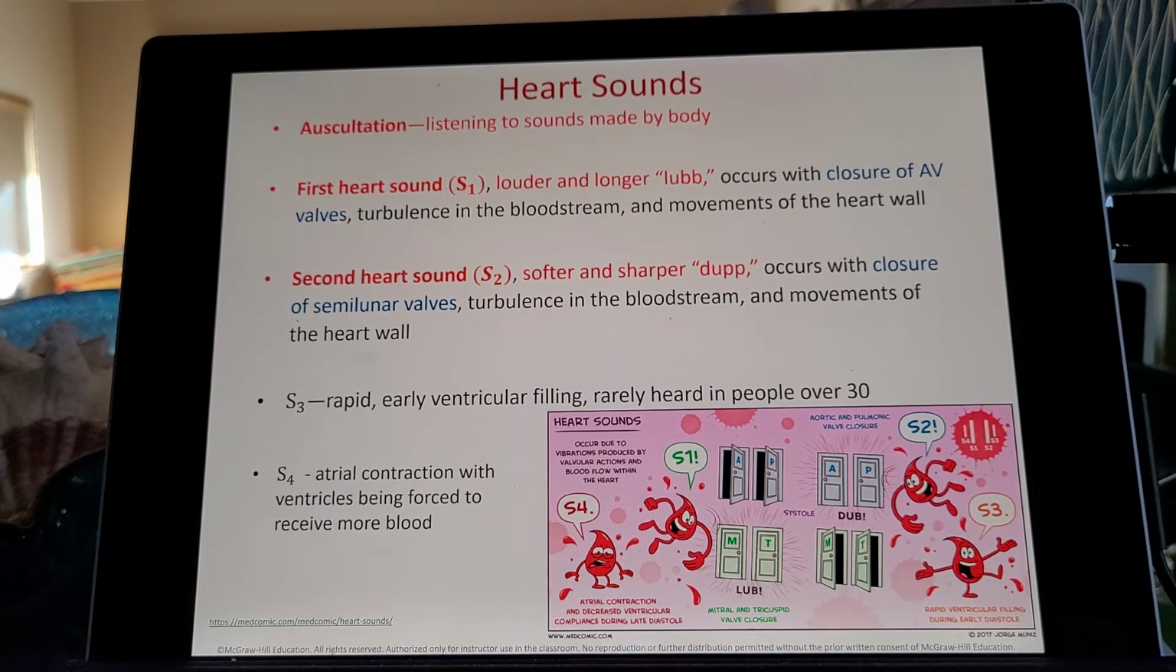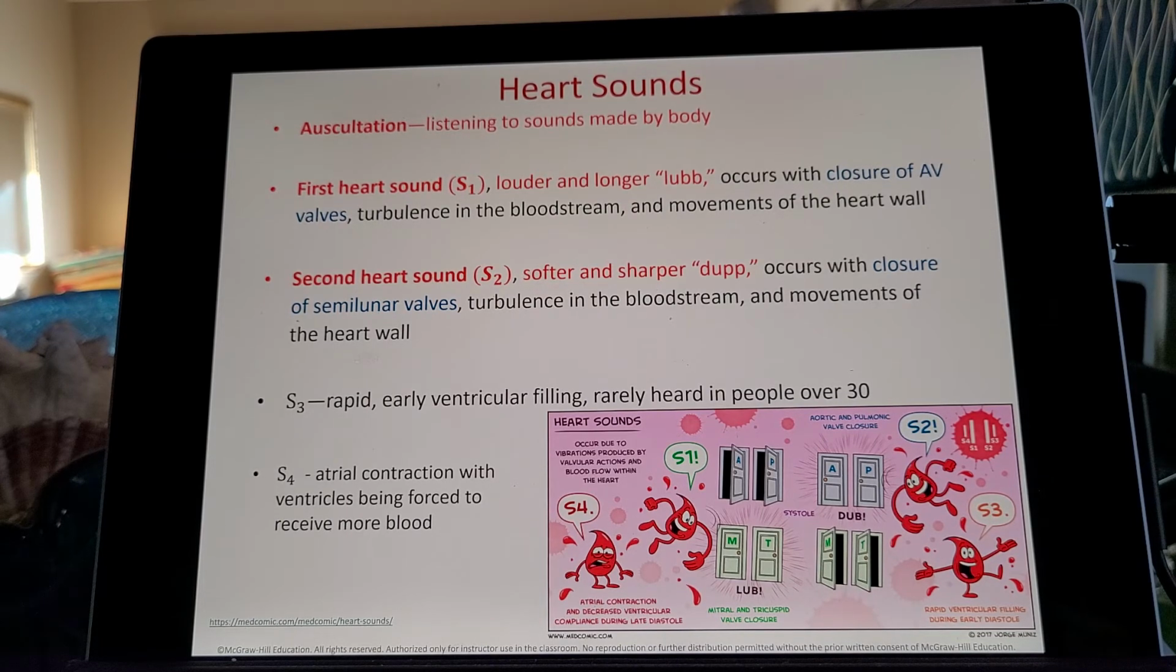So when these valves flap closed, that's when you have a heart sound. The process of listening to heart sounds is called auscultation. That's what you do with the stethoscope. Most adults you'll hear have two different heart sounds. We have S1, which is the lub sound, and that's our AV valves closing. If you're nursing, you do need to know this. The second heart sound is the sharper dup sound. So that's the second one.